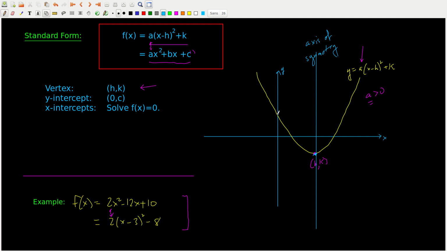The y-intercept is easy to find if we have the parabola given in the original quadratic form, because it'll just be the c value, whatever c is. In our previous example, that was 10. So that will be the y-intercept. So we can read the y-intercept off here. It'll be at (0, c). To find the x-intercepts, we've got to do more work. We've got to solve f of x equals 0, just like we talked about in the general case. So this is pretty much the picture we have of parabolas.